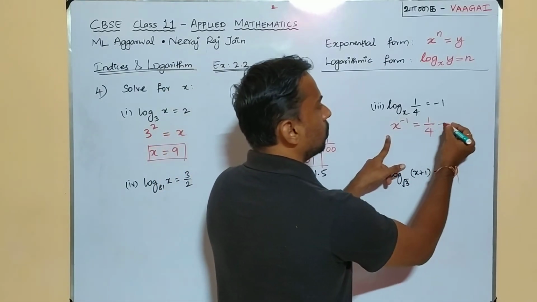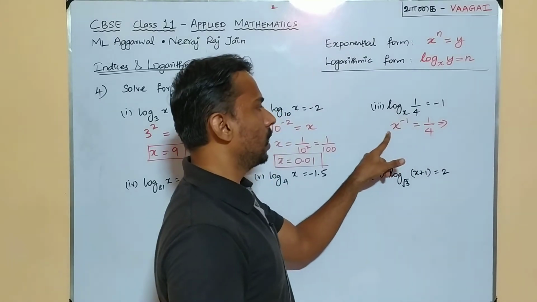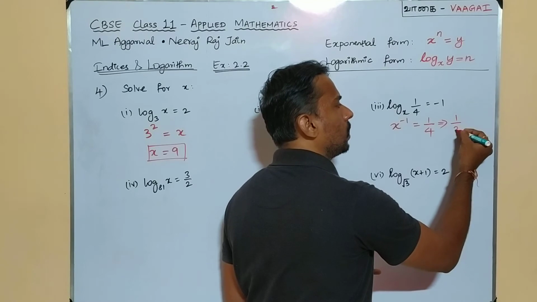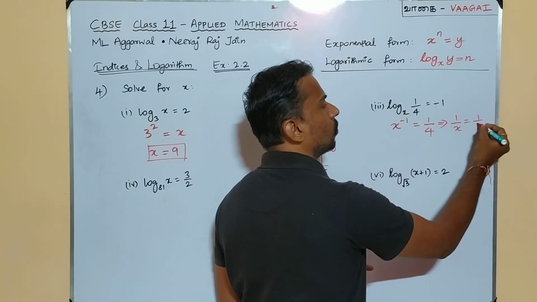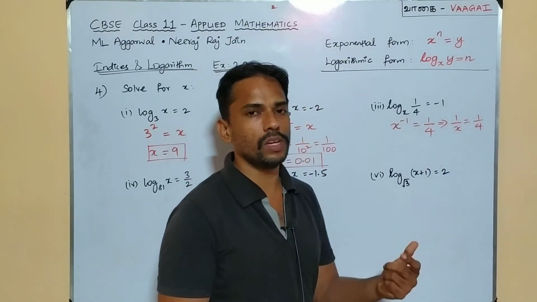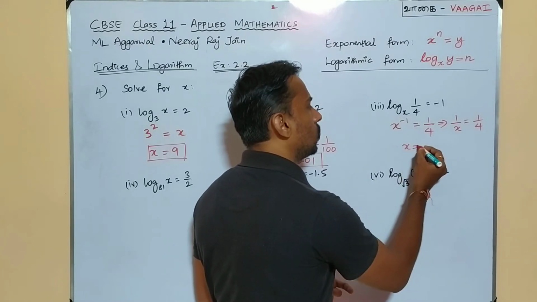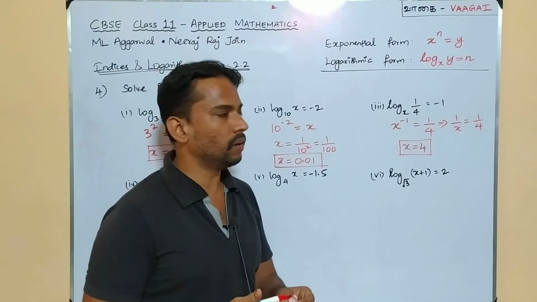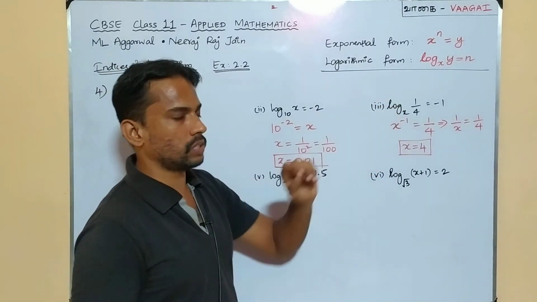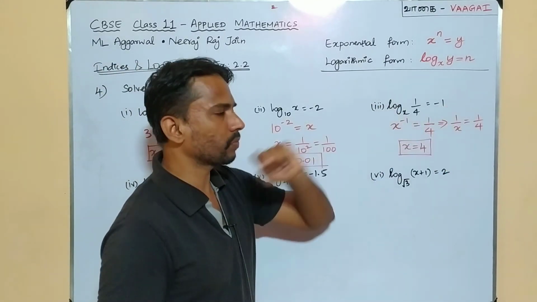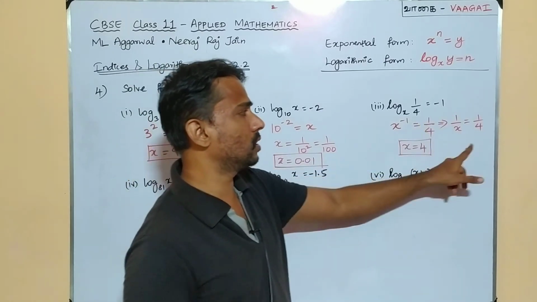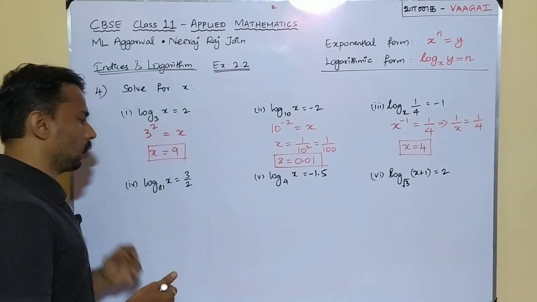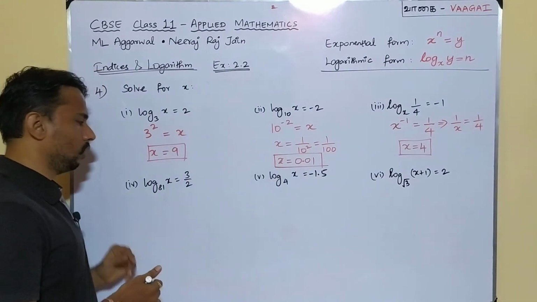If you take this step, I can rewrite x to the power minus 1 as 1 by x. So that means we get 1 by x is equal to 1 by 4. And from this we can very easily tell x is equal to 4, right? It's a very simple question, that x inverse, x power minus 1, is what I'm writing as 1 by x. Now 1 by x is equal to 1 by 4. That means x is equal to 4. Finished. That's it. Now coming here, we have the fourth question.